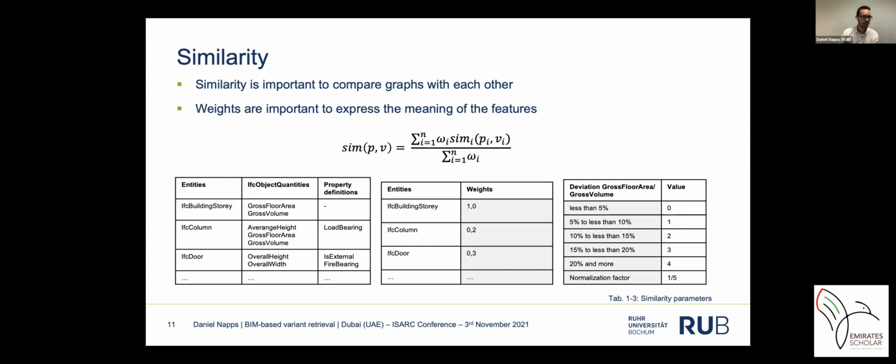So you have, for example, the IFC building story as entity with the gross floor area and the gross volume as quantities. And the user then weights how important the IFC building story or the gross floor area is for him. And then we take a look at the deviation and normalize this factor for the calculation of the similarity.